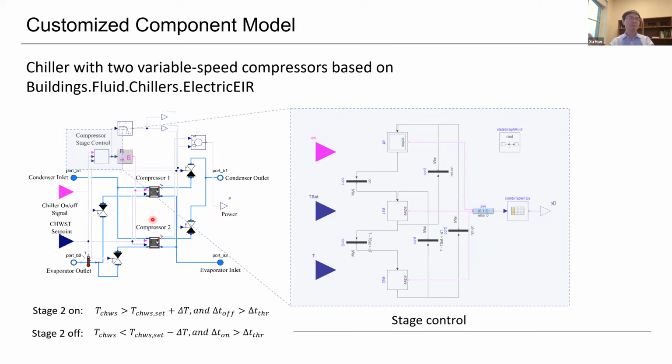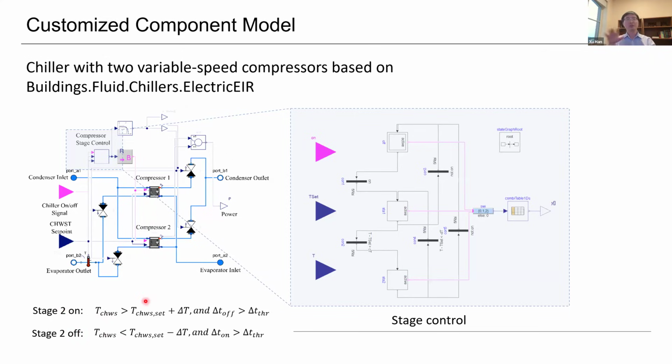The logic would be, for example, here, the second compressor will be on when the chilled water supply temperature is higher than the set point. That means they don't reach the set point, right? It's higher. And then we need more cooling, right? So the second compressor will be on. And of course, when the chilled water supply temperature is lower than the set point, that means we have enough cooling, right? So the second compressor can be kicked off, right? So this is a control logic.